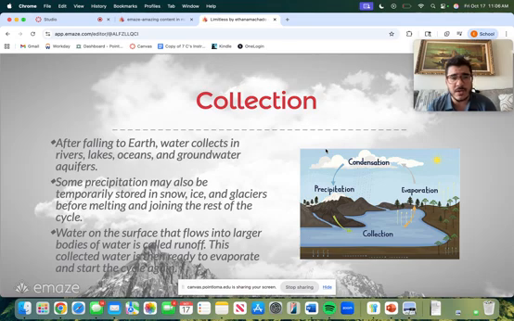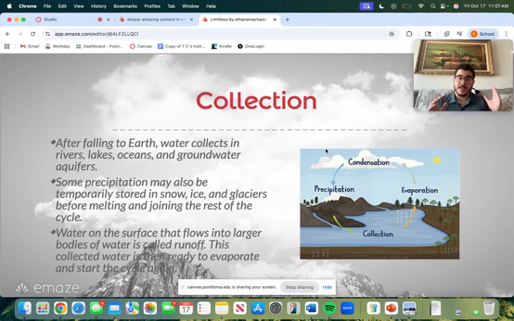Feel free to write these as well. Precipitation may also be temporarily stored in snow, ice, and glaciers before melting and joining the rest of the cycle. And then water on the surface that flows into larger bodies of water is called runoff. This collected water is then ready to evaporate and start the cycle again. So, what a beautiful way to end it. Bring it all back. Show that last diagram to show that it is all connected.